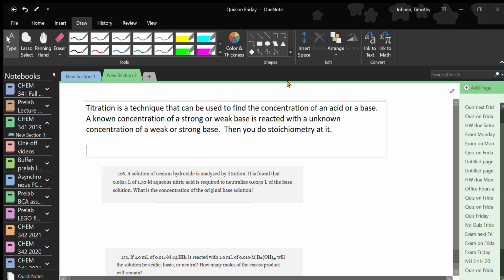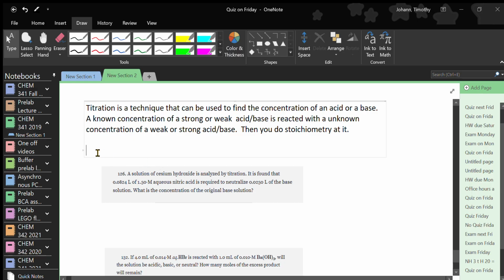Did I miss one? I'm sorry. Concentration of a strong or weak acid base. Very good. And then I'm going to do acid base down here too because I flipped acid base. Okay, so we're going to do an example here so you can see this.